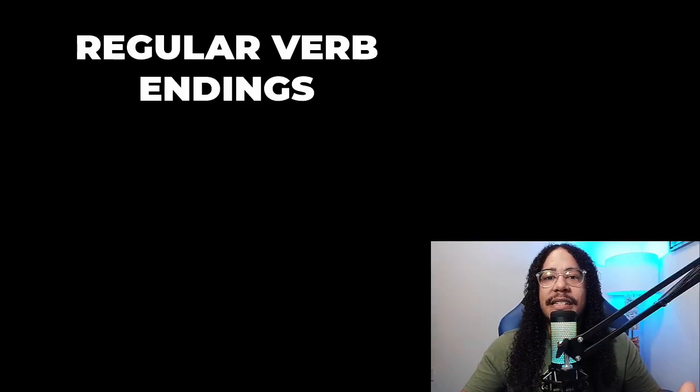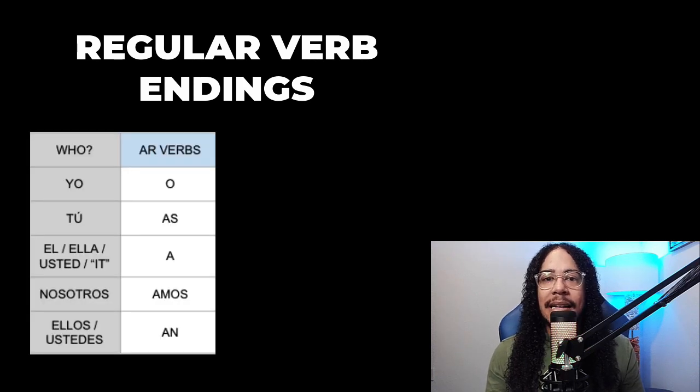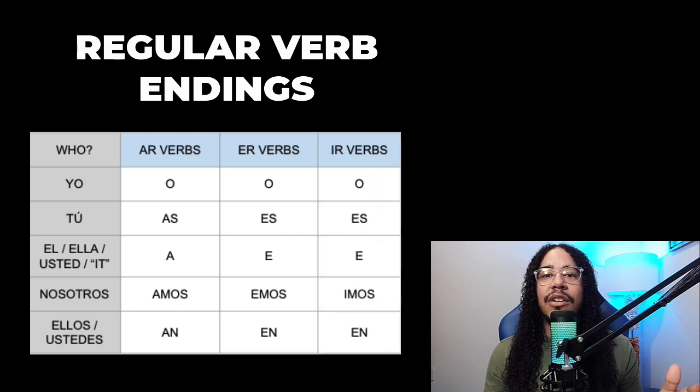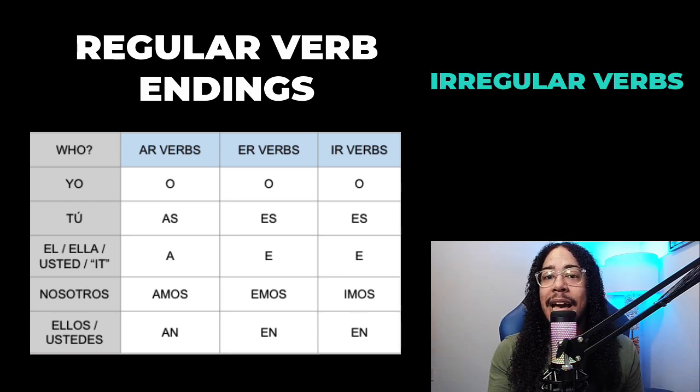In our regular present tense conjugation lesson, we learned that all regular verbs use these endings: o, as, a, amos, and an for verbs that end in ar. O, es, e, emos, and en for verbs that end with er. And o, es, e, imos, and en for verbs that end in ir. But the thing about los verbos irregulares is that they don't always follow these rules.